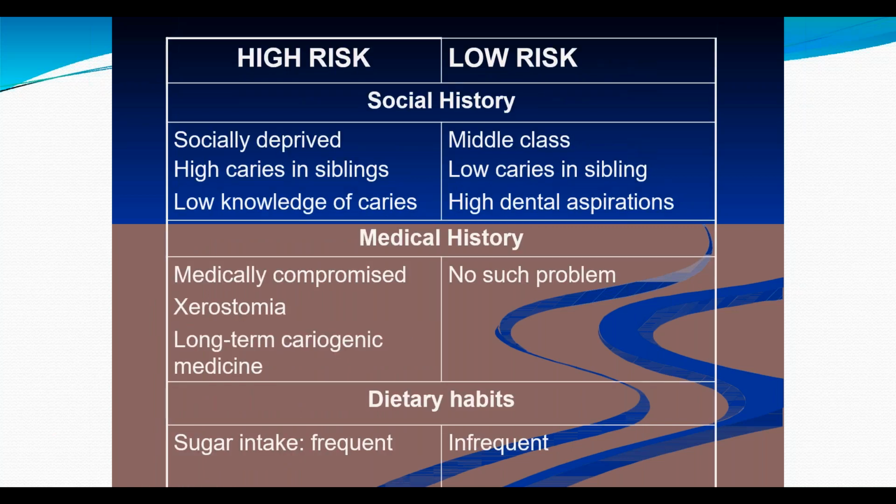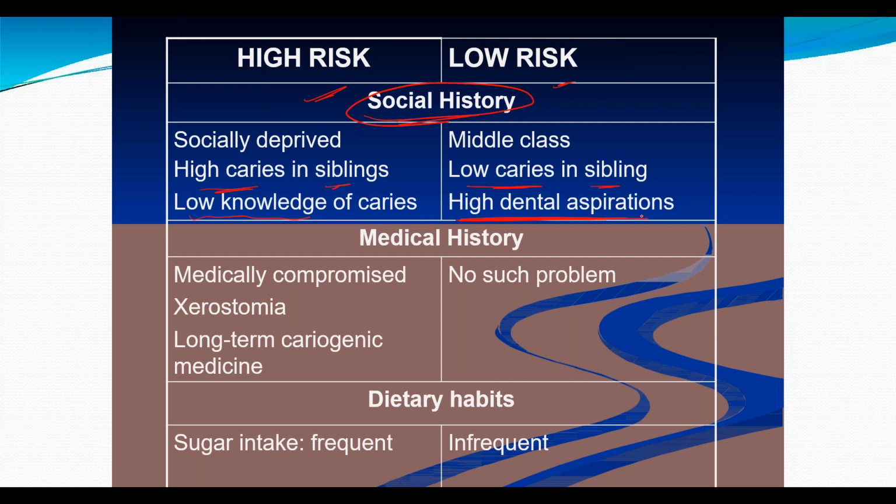So if you have a high risk patient and a low risk patient, what are the different factors which will vary according to the high risk and low risk? First, the social history. If you belong to a good socioeconomic background, the caries risk will be low. If you belong to a low socioeconomic status, the caries risk will be high. High caries risk in the siblings for those patients, and low caries risk in siblings for those patients. Knowledge of the caries is low when the patient is of a low socioeconomic status, and there is high oral hygiene and high dental knowledge for the patients who belong to a good socioeconomic background.